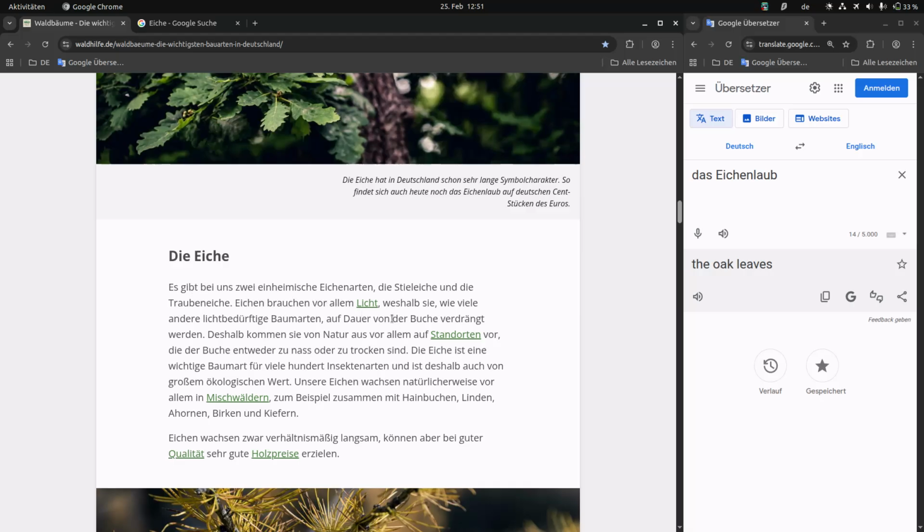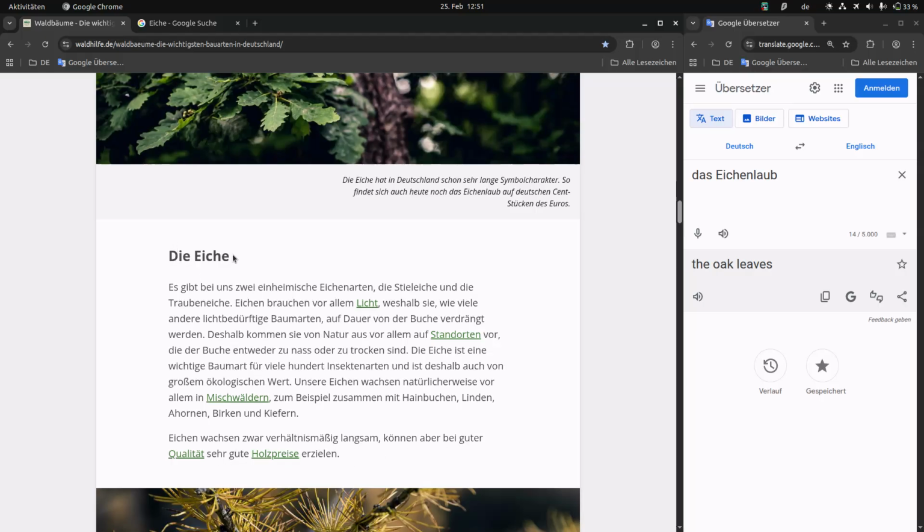Eichen brauchen vor allem Licht, weshalb sie, wie viele andere lichtbedürftige Baumarten, auf Dauer von der Buche verdrängt werden. Deshalb kommen sie von Natur aus vor allem auf Standorten vor, die der Buche entweder zu nass oder zu trocken sind. Die Eiche ist eine wichtige Baumart für viele hundert Insektenarten und ist deshalb auch von großem ökologischen Wert. Unsere Eichen wachsen natürlicherweise vor allem in Mischwäldern, zum Beispiel zusammen mit Hainbuchen, Linden, Ahornen, Birken und Kiefern. Eichen wachsen zwar verhältnismäßig langsam, können aber bei guter Qualität sehr gute Holzpreise erzielen.